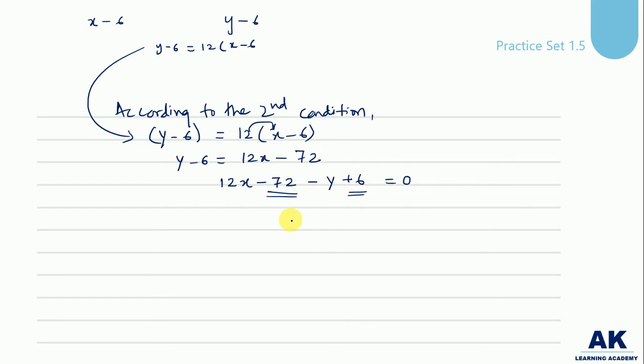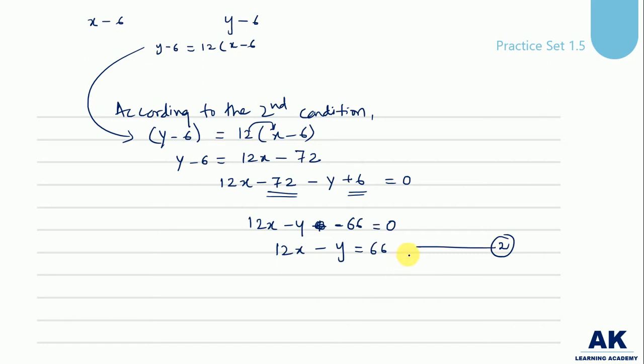It is 66. Therefore 12x minus y minus 66 is equal to 0, right? It is minus 72 plus 6, it is minus 66. So 12x minus y minus 66 becomes plus 66, right? Let's call this equation number 2. We have equation 1 and equation 2.